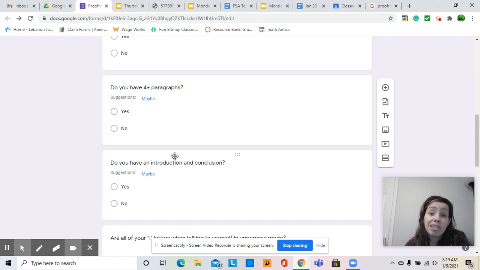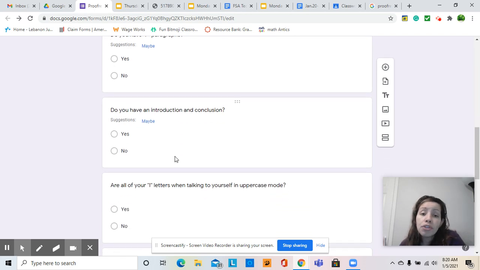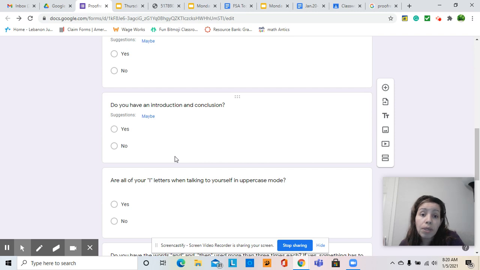Again, if you don't have them, this is the time to stop, go back and make sure that you have them. It might be that you didn't separate your paragraphs and you just have one really long paragraph. Well, you need to make sure that you know where your introduction is, where your body paragraphs are, and where your conclusion is. So you might need to just press enter and break those down into 4 different paragraphs. Sometimes it's written already, you just have to separate them. Do you have an introduction and conclusion? We spent an entire day for writing an introduction and 1 day for a conclusion, so you need to make sure that you have both.